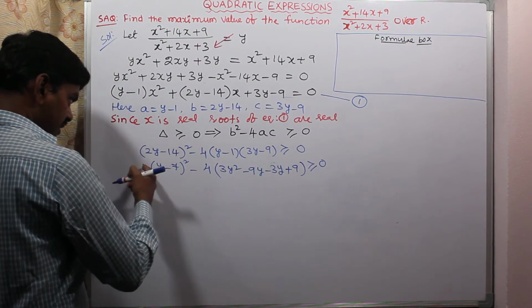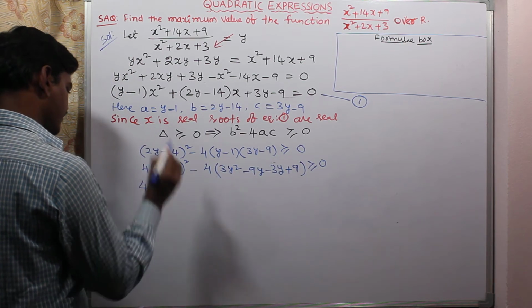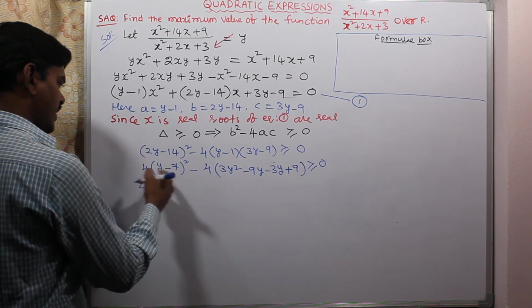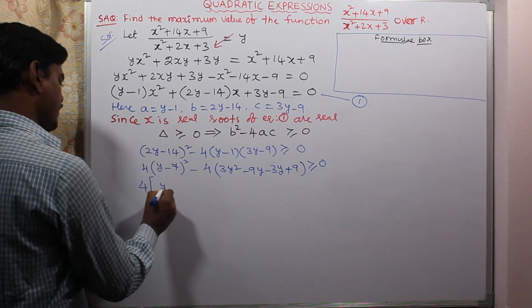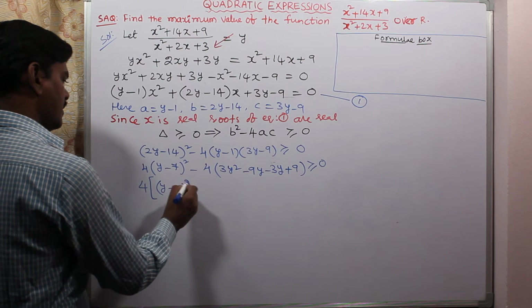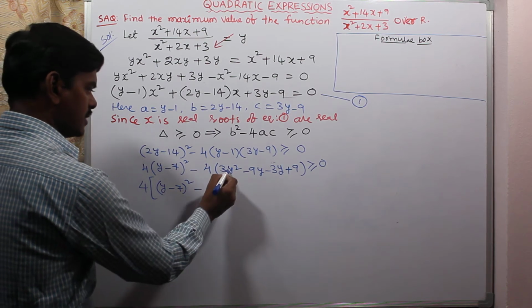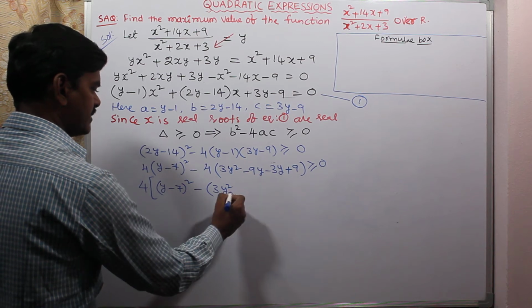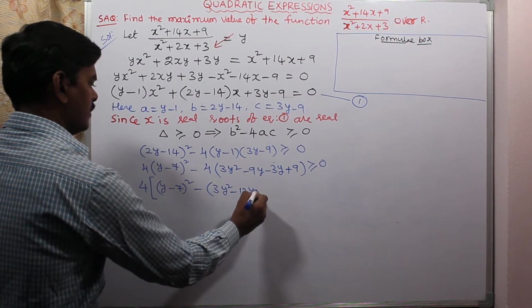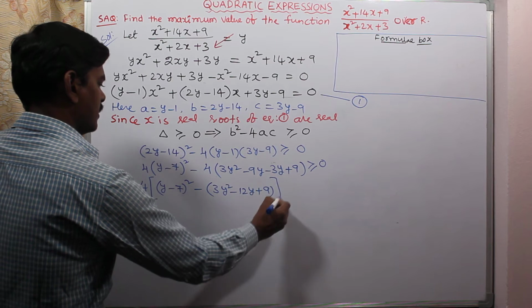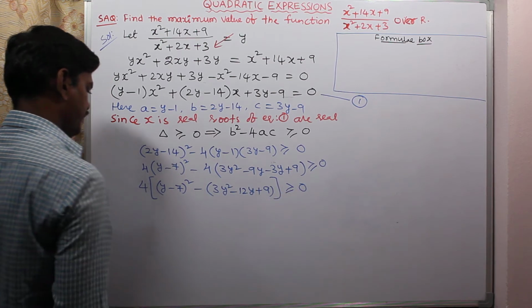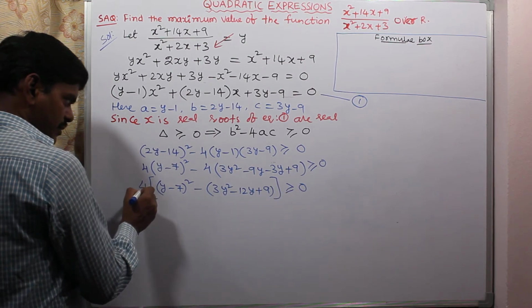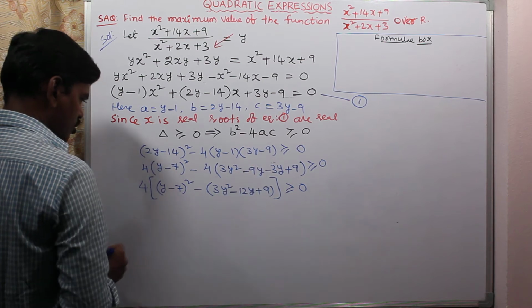Overall we get 4 common. After taking 4 common, we are left with (y minus 7) whole square, minus of, this is 3y square. These are like terms, no? Minus 9y minus 3y becomes minus 12y, plus 9, greater than or equal to 0. Now we can shift 4 from LHS to RHS to become 0 by 4.